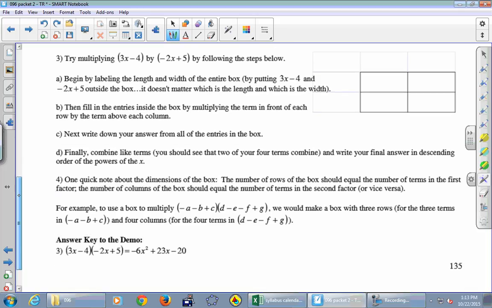Okay, number 3. We're going to multiply 3x minus 4 by negative 2x plus 5. Matt had mentioned FOIL. This is a problem that some of you have solved in a previous math class with FOIL. Here's what we're going to do. 3x minus 4, I'm going to put the 3x here. I'm going to put the negative 4 there. Go ahead and put those in front of the rows. And across the top, we're putting the negative 2x and then the plus 5.